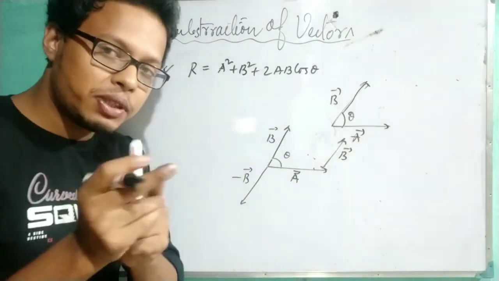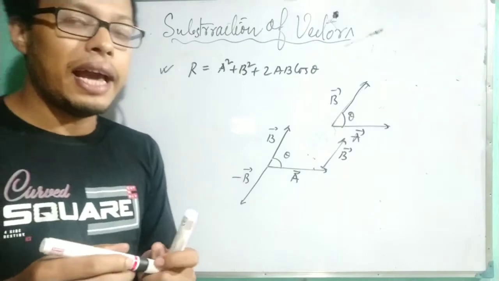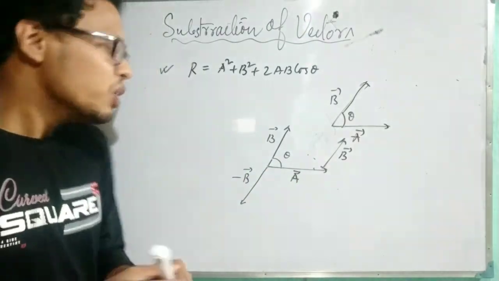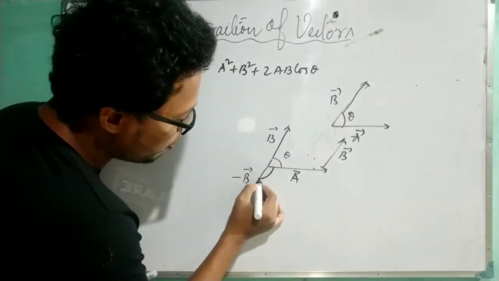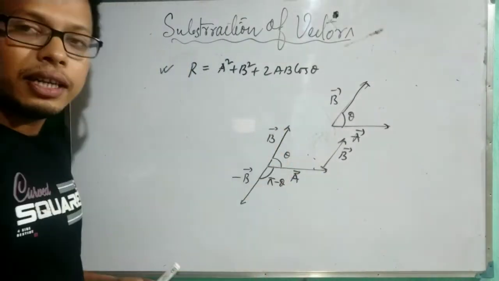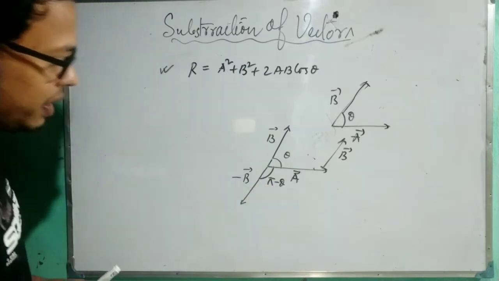But in case of subtraction, you have to take the angle between A and minus B. Are you getting my point? So the angle between A and minus B, how much? This is pi minus theta. The total angle is 180, or pi you can write, so pi minus theta.